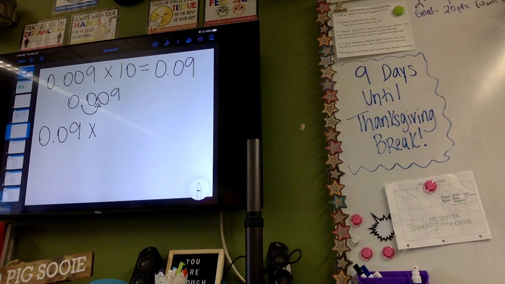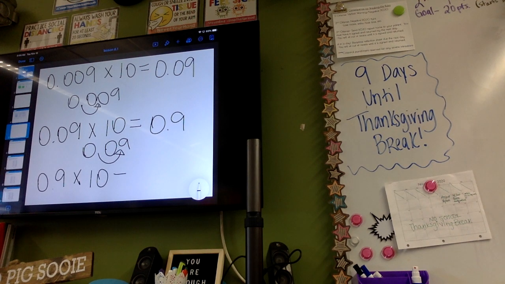Okay, so now we have 0.09 times 10. Again, I move my decimal place 1 spot. I have 0.9 or 9 tenths. So you're taking away one of those zeros from your decimals. Okay? So we went from 9 thousandths to 9 hundredths to 9 tenths. So now if I do 9 tenths times 10, it becomes 9. I move my decimal to the right, and I get 9.